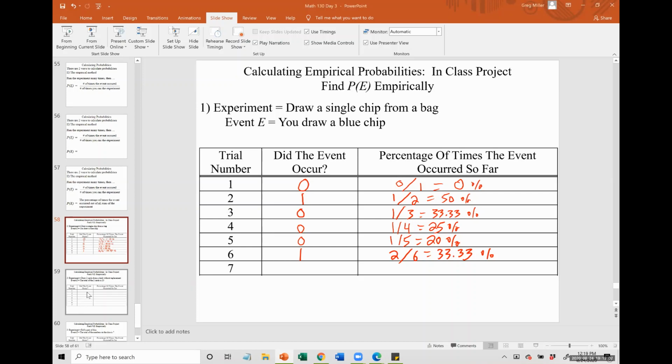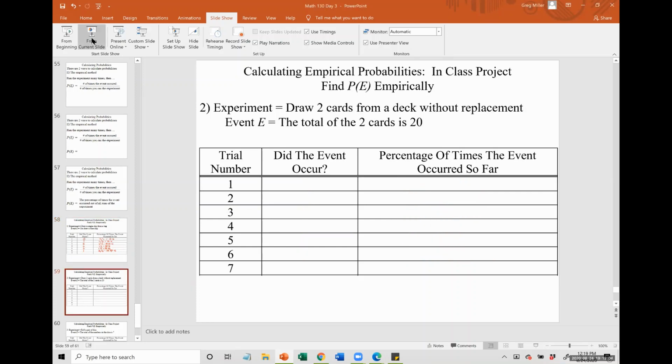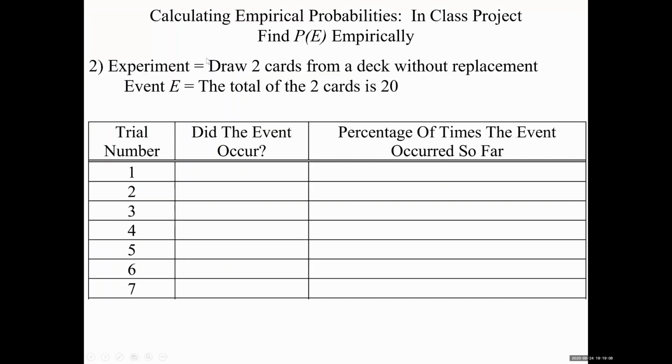So the next experiment that you guys are going to do, we're going to do the same thing again, just a different experiment. This time, and this is another thing I would do in class, I would hand out decks of cards. Your job was to draw the top 2 cards. You draw 2 cards from a deck without replacement, and you check to see if the total is 20, as in the game of blackjack. If you don't know blackjack, it's okay because the website's going to tell you if the total is 20. But the point is, take the top 2 cards. Is the total 20, yes or no?